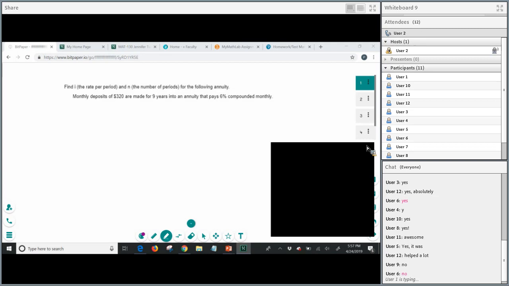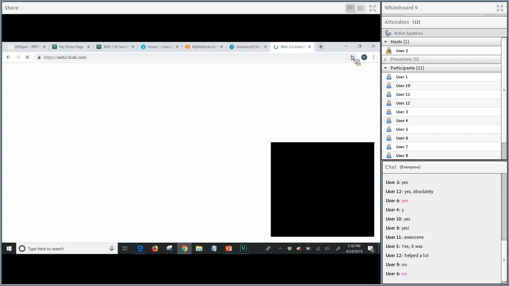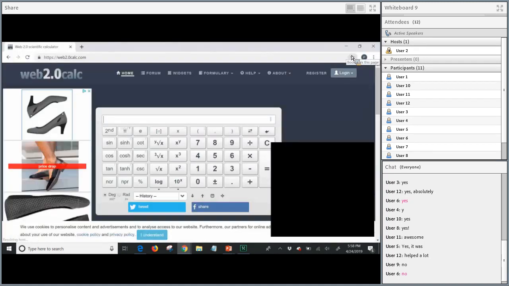So I see one person typing, so we'll just go ahead and hang on until she's done. And in the meantime, if the rest of you want to just make sure you have the Web 2.0 calculator open, that would be great. I actually need to open it also. Okay. So real quick, just in case you don't have it open, I'm going to throw that link into the chat.